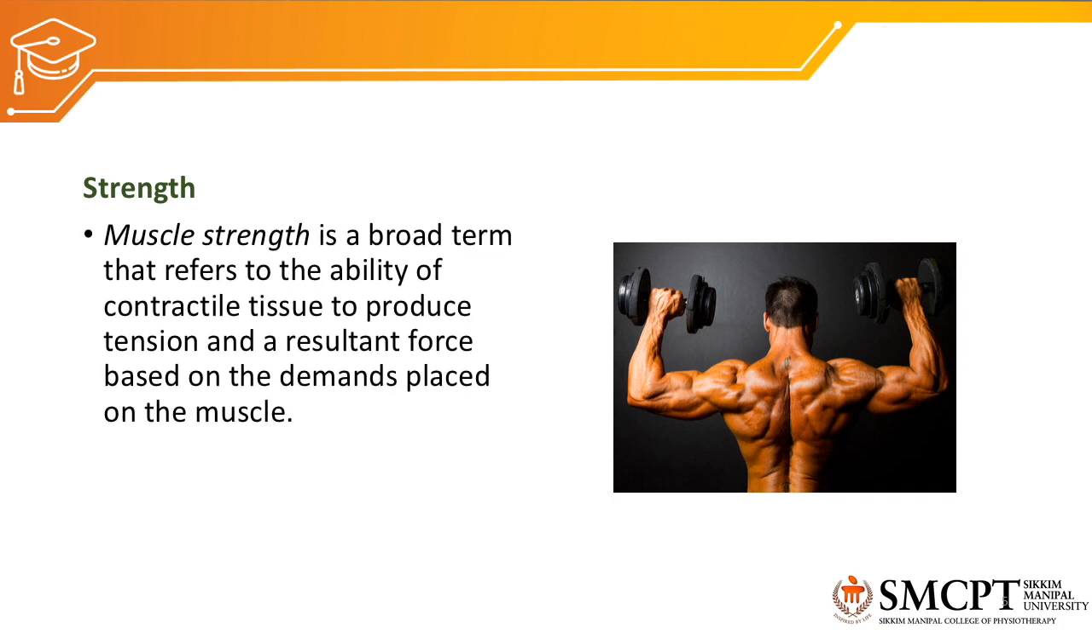Muscle strength is a broad term that refers to the ability of a contractile tissue to produce tension and a resultant force based on the demands placed on the muscle. So this is muscle strength. Let us understand it by an example. For example, there is a subject A and subject B. Subject A lifts 5 kg weight, whereas subject B can lift 10 kg weight. So who has more strength? Subject B, because subject B can lift 10 kg weight, whereas subject A can lift only 5 kg weight.